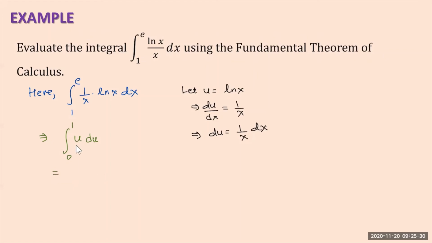Now we can evaluate this. Integration of u is u squared over 2, evaluated between 0 and 1. This can be simplified using the fundamental theorem of calculus. That is, we plug in the upper limit, subtract, and plug in the lower limit. If we plug in 1, it will be 1 squared over 2, which is 1 over 2, minus, if you plug in 0, it will be 0 squared over 2, which is 0, that is equal to half. So that is the value of the integral given here.